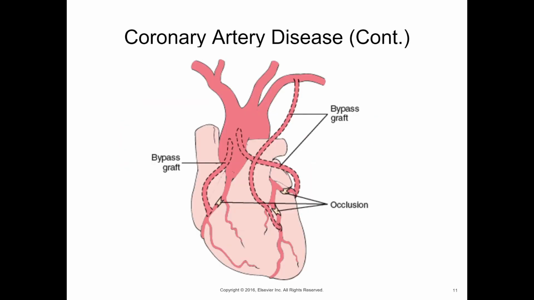You can also see bypasses being performed. So in this case, you're typically taking a piece of the saphenous vein from the leg, and they transplant it to the heart. They attach it directly to the aorta and bypass the site of the occlusion, allowing blood to flow around it.